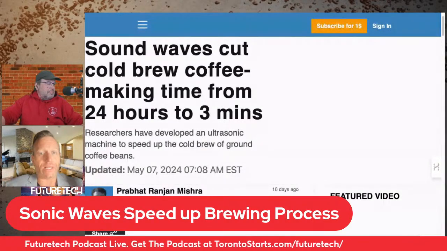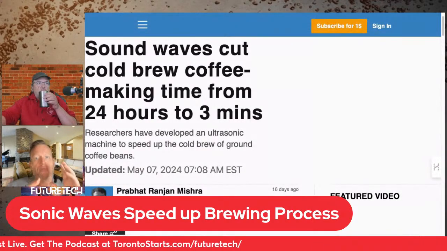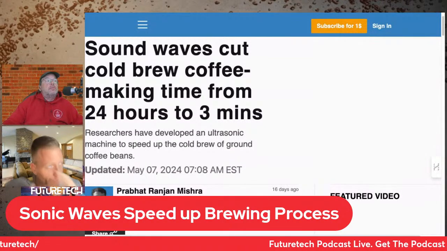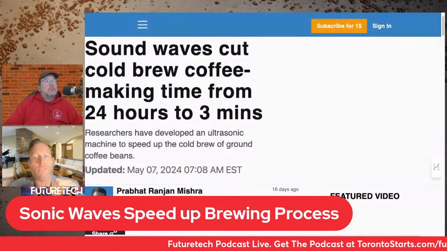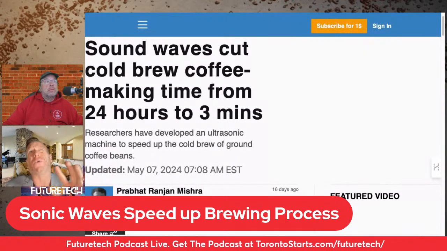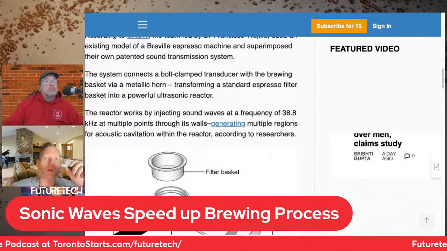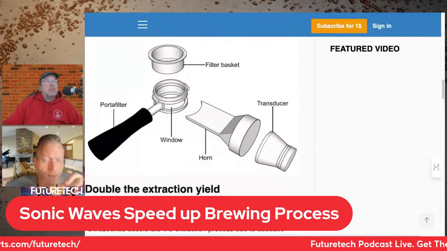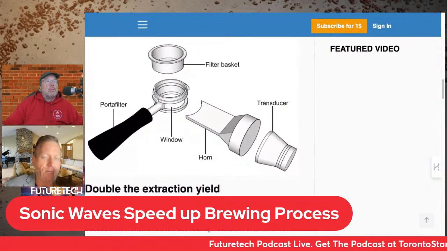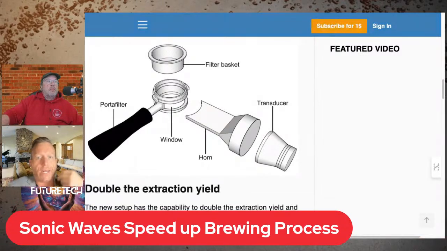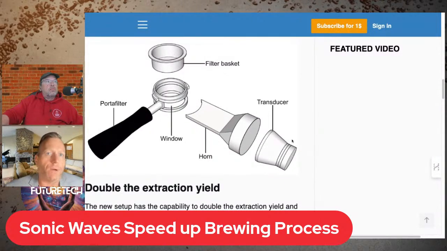So what they've done is adopt a Breville espresso machine with a patented sound transmission system. They've got transducers in there that generate high frequency sound waves, I think around 38 kilohertz, through the brewing basket. This is the kind of machine baristas use at Starbucks, where you grind your coffee and tamp it down. It's not for the DeLonghi or Jura machines that automatically do everything within the machine. But obviously they can probably come up with something like that.